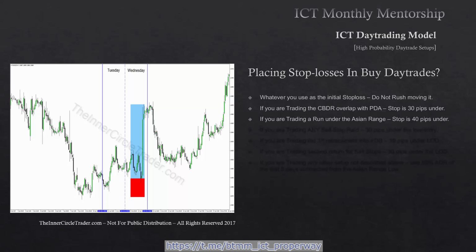If you're trading a run under the Asian range, in other words, we're watching price trade down below the Asian range. It might be one standard deviation, might go half of one full standard deviation. Anything below an Asian range low, your stop needs to be 40 pips below your entry. If you're trading any sell stop run, 30 pips under the low of the entry you're using. In other words, you're going to use the low as your primary entry point. That low, you're going to try to enter below that. Your stop has to be 30 pips below that low.